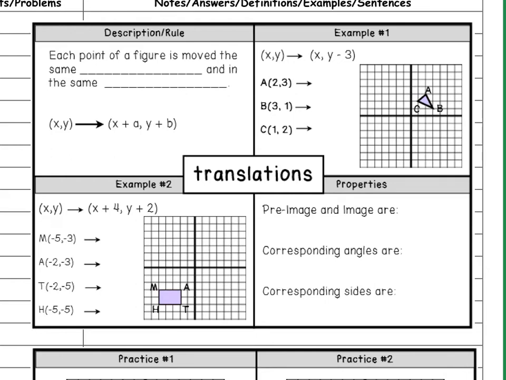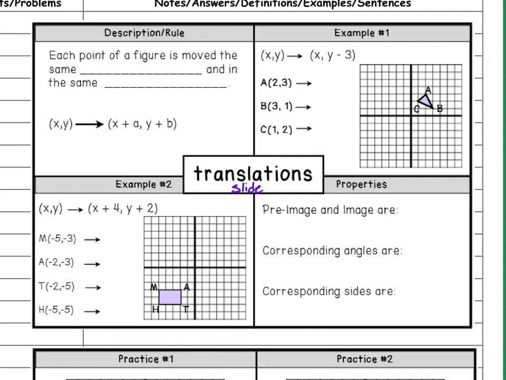So a translation is also called, I'm just going to write it underneath here, it's also called a slide. You could have heard it called a slide or a translation, because all we're doing is sliding it around, right? That's it. Left, right, up, down. So a translation is also called a slide.